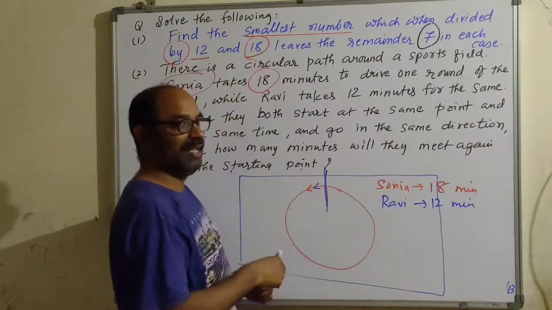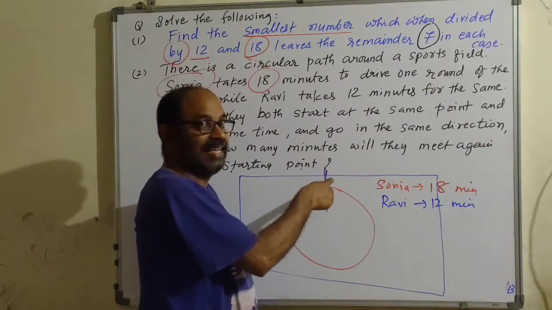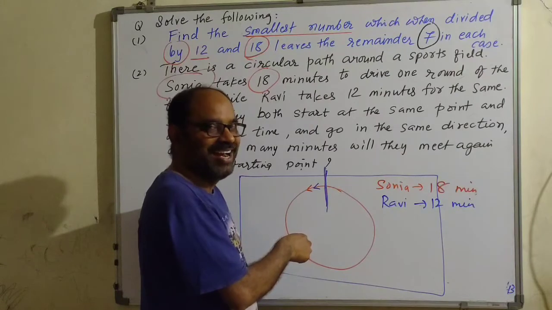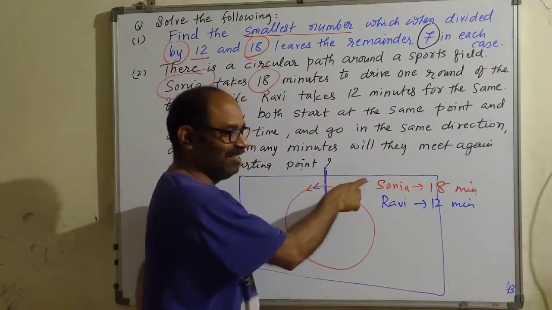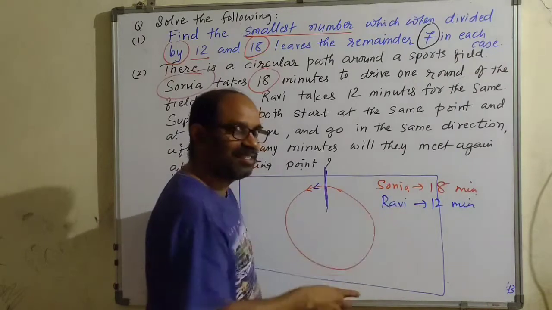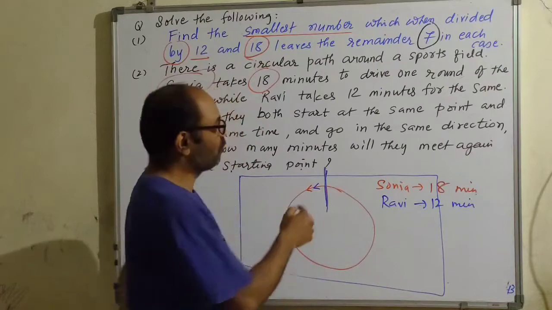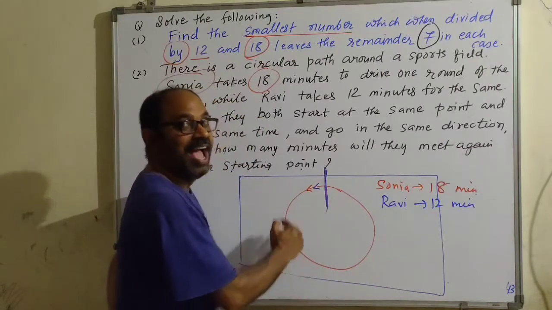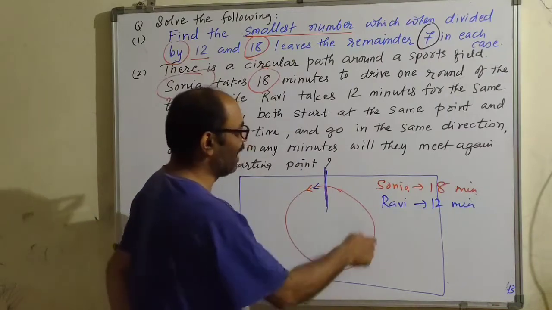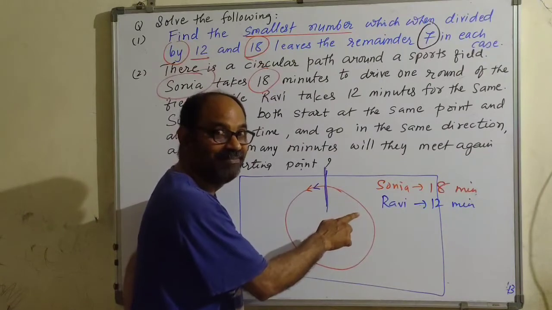When will both meet again? Both are standing here. Both start at the same time. But soon, who will go ahead? Who is faster? Sonia or Ravi? Yes. Ravi takes fewer minutes to complete the round. So he is faster. So soon Ravi will go ahead and Sonia will be lagging behind. Correct? So when Ravi comes here and completes one round, Sonia would be behind him.